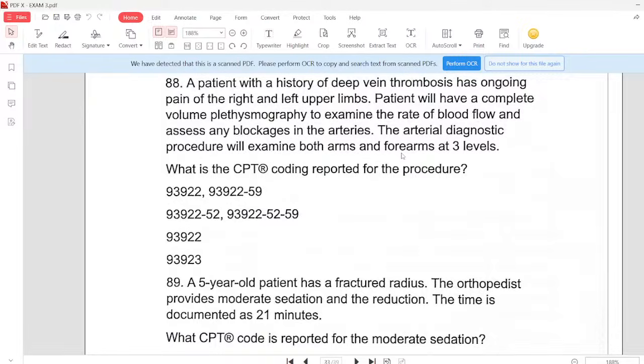In this question, they have mentioned the arterial diagnostic procedure will examine both arms and forearms at three levels. It's a level-based question, guys. So check the code 93923. You can see that three or more levels are mentioned. That is under the extremity arterial studies related codes. So you can take 93923. That is why we take 93923 for three levels.